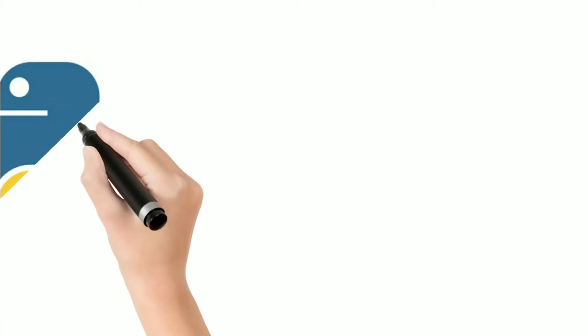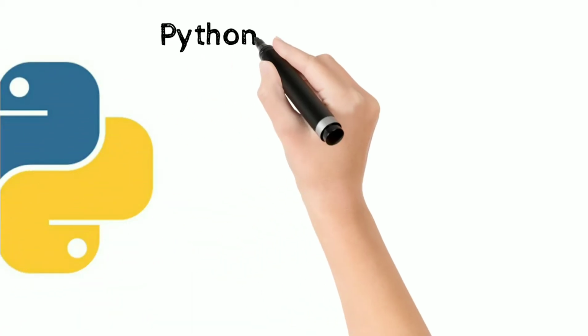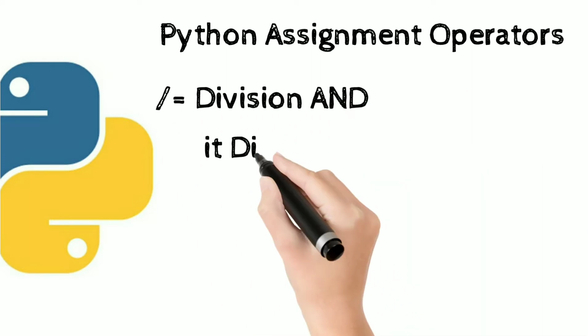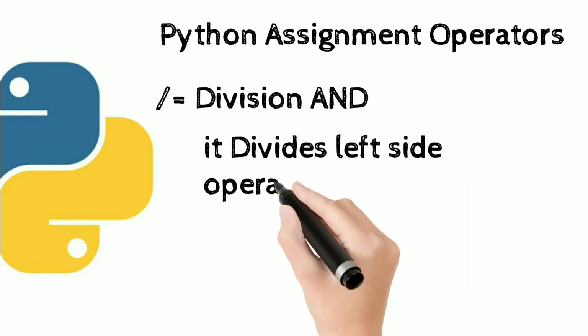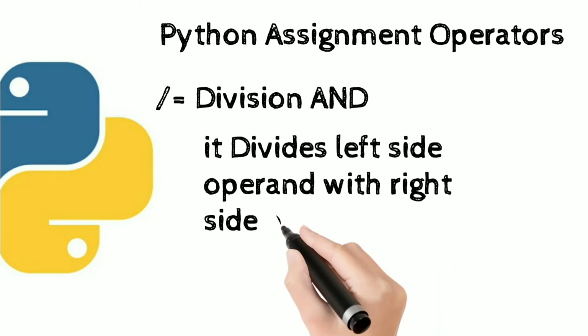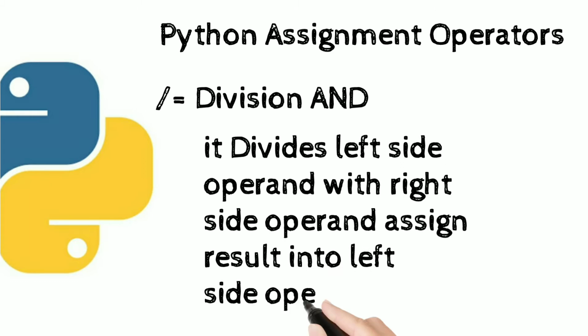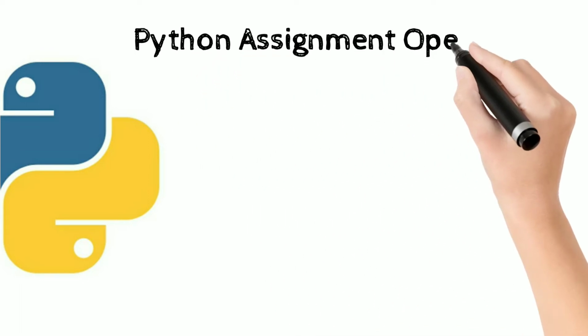Hello all. Our next concept in Python is the Python assignment operators, continued. Division: this means it divides the left side operand by the right side operand and assigns the result value into the left side operand. An example of divide and is as follows.